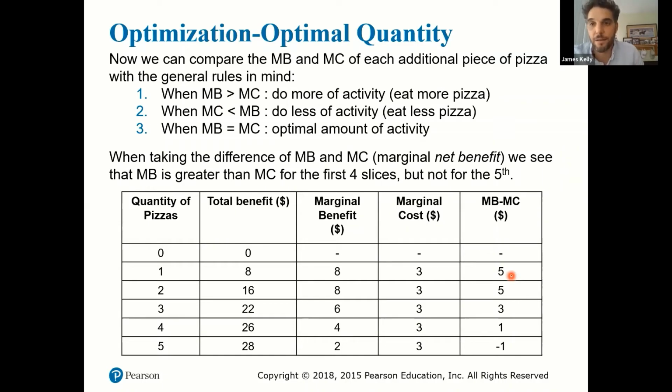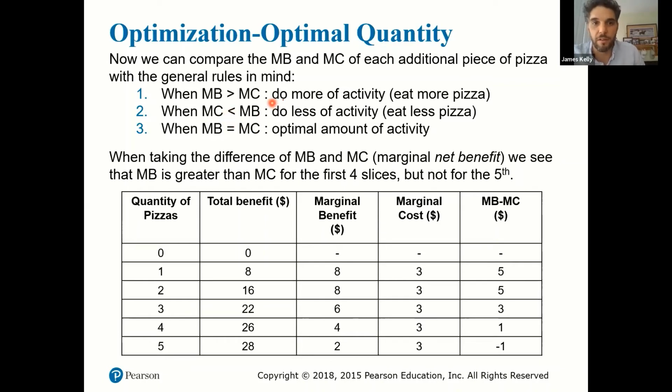Yes. Well, what about the second? Same scenario. Should we consume that second piece of pizza? Yes, marginal benefit's greater than marginal cost. So we're going to keep doing that until the marginal cost is greater than the marginal benefit.